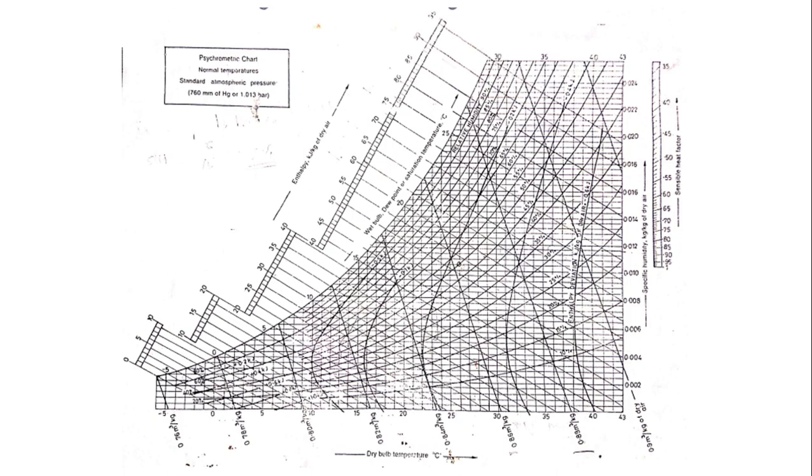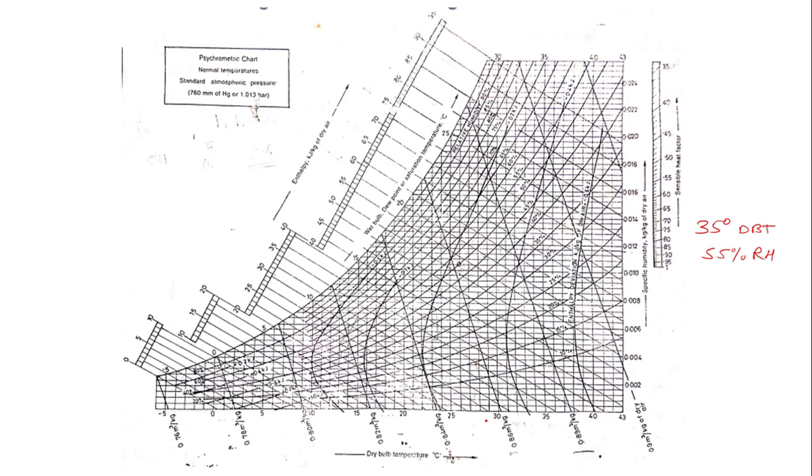For example, suppose the condition of air is given as, let's say, 35 degrees Celsius DBT and 55% RH. Okay, this is the point given. With respect to this particular point, we will see what the various properties are and how to get them. So I need to get the point for this condition, 35 DBT and 55% RH.